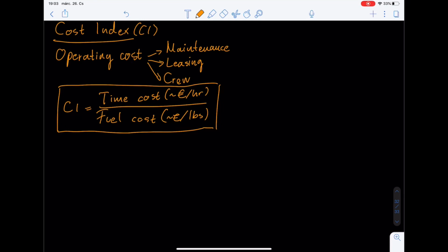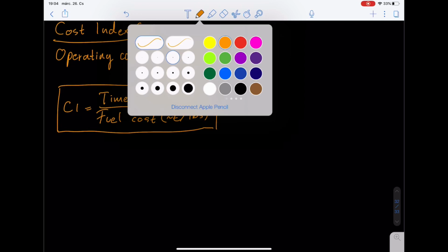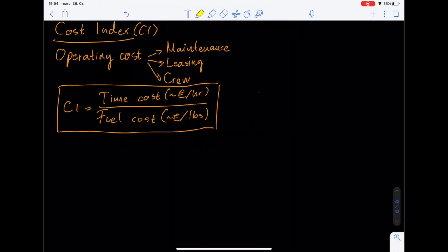So basically, if you have a zero cost index, or a very low cost index, it means that the time cost is low and the fuel cost is relatively high, right? So these are relative values to each other. And so it means altogether that the fuel is very expensive.